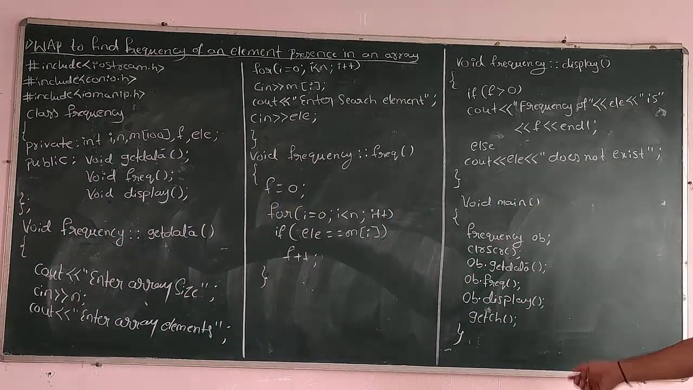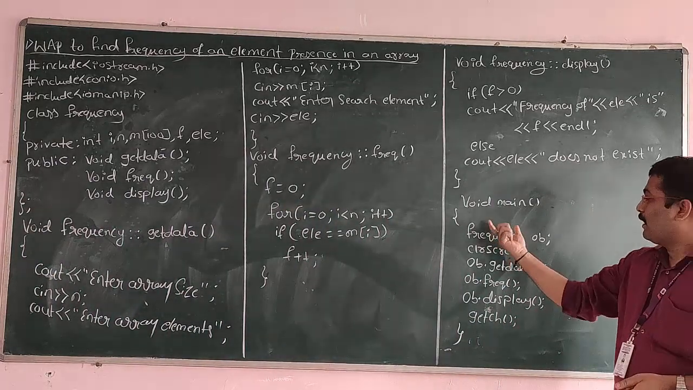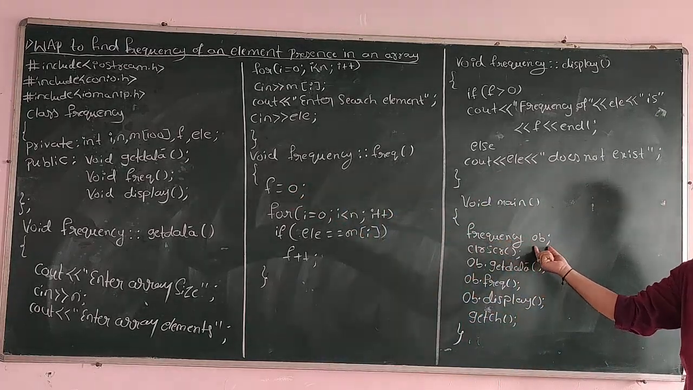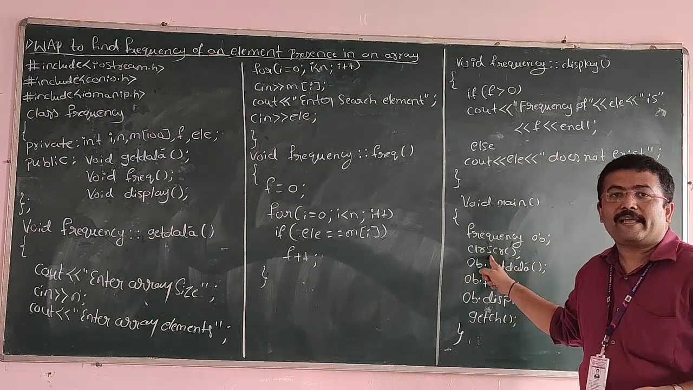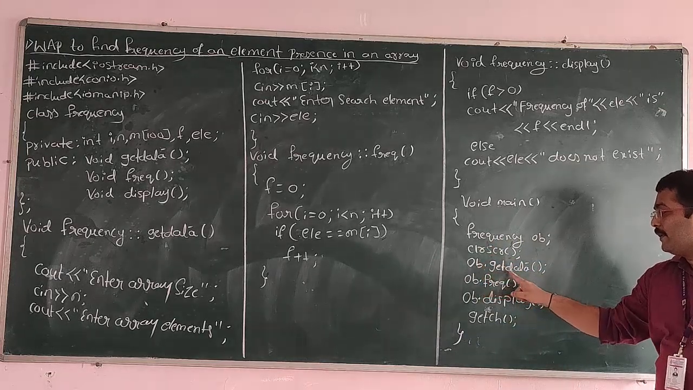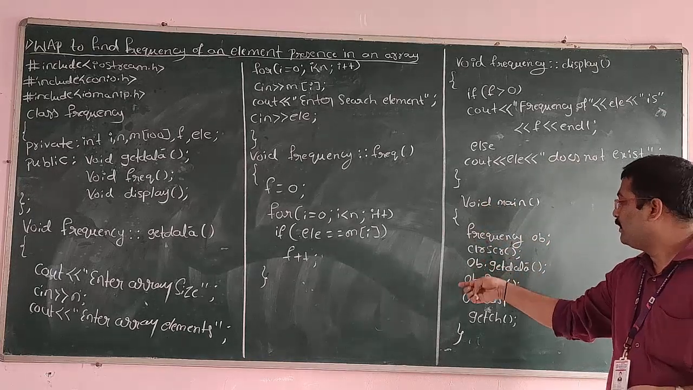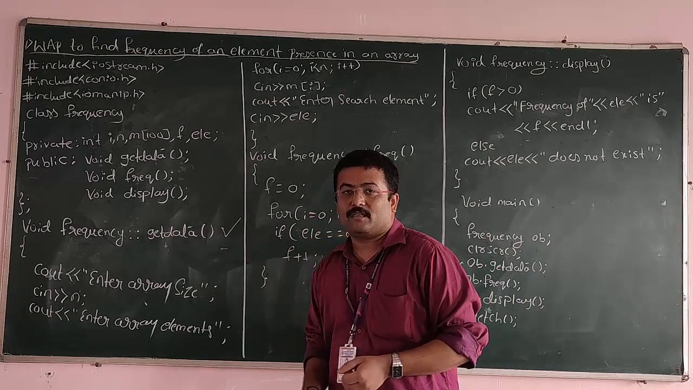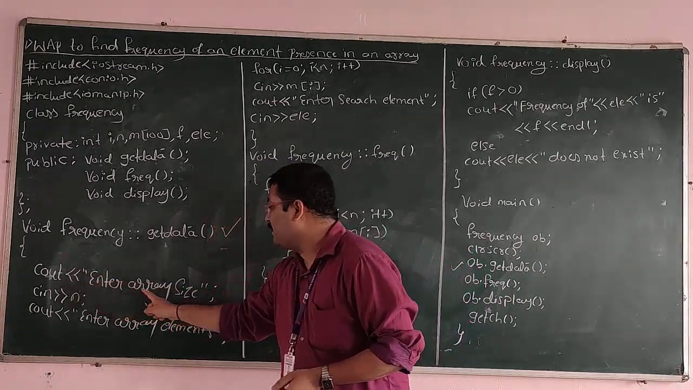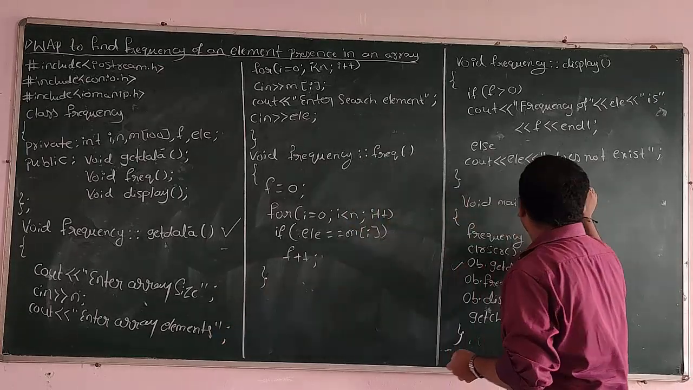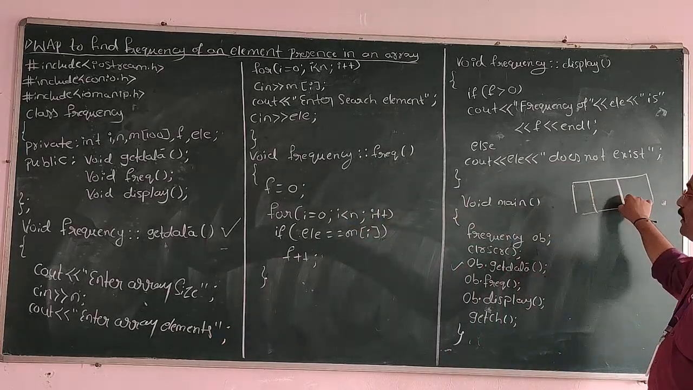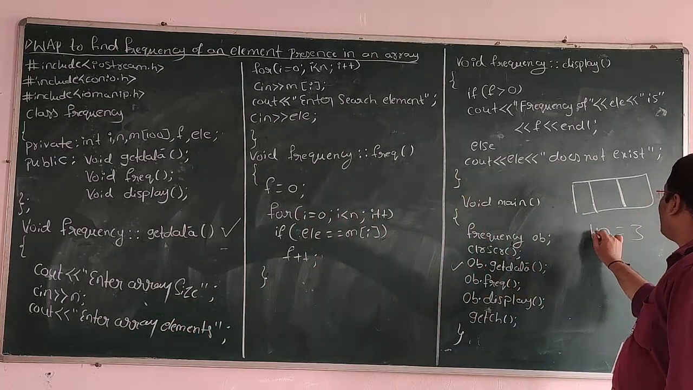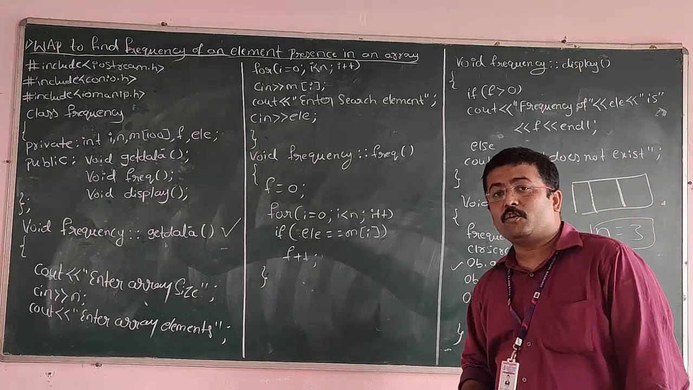So always the program begins from void main. The explanation begins here. Frequency is my class name and I am using the object ob. Clrscr is used for clearing the output. Next, ob.getData: when the control comes here, it goes directly to the getData function. I am using here the message enter array size. First create one array. I am taking the array size as 3, that is n equals 3.